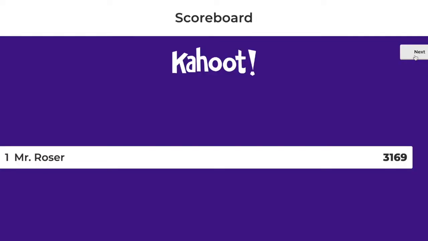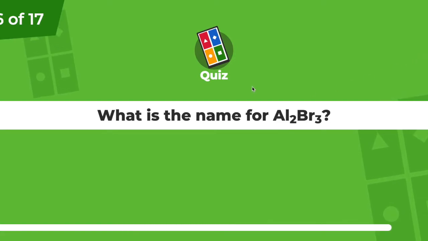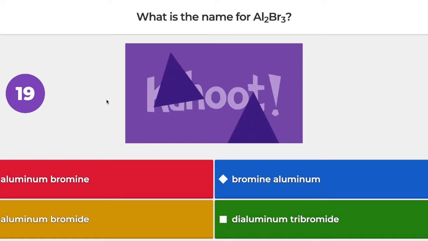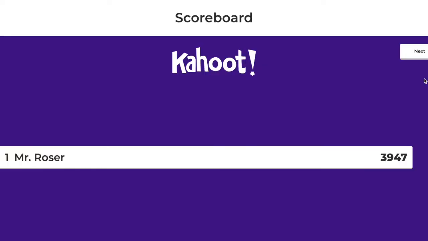All right. What is the name for Al2Br3? Well, we have a metal in aluminum and a nonmetal in bromine, and so it's going to be ionic. When we name ionic compounds, we do not use prefixes. We just have the names, and remember for the second one, you change the ending to "ide," and so it is aluminum bromide. Always say the metal first.